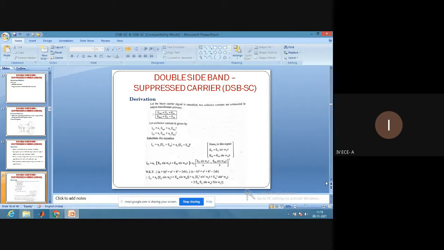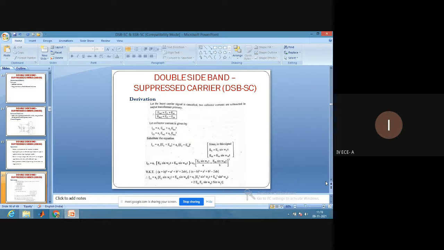Let us discuss the derivation part of this modulator circuit. Here, the input carrier signal is cancelled because two devices are connected in balance mode. So, the two collector currents of the transistors are given as EBE1, which is the sum of EC plus EM, and EBE2, which is the difference of the carrier signal and modulating signal, that is EC minus EM.